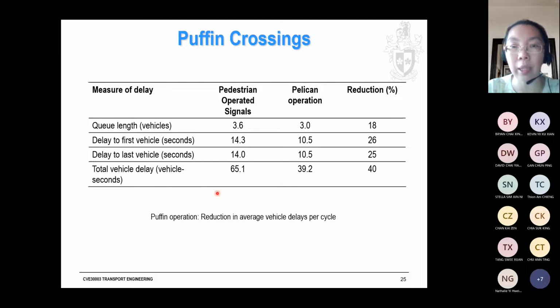And again, if we look at what's that? Oh, this should be Puffin Crossing. Sorry. Yeah. So if we look at the statistics, the Puffin Crossing total delay reduction is about 40%. Not as big as the other one, Pelican Crossing, but well, 40% is still quite a lot.